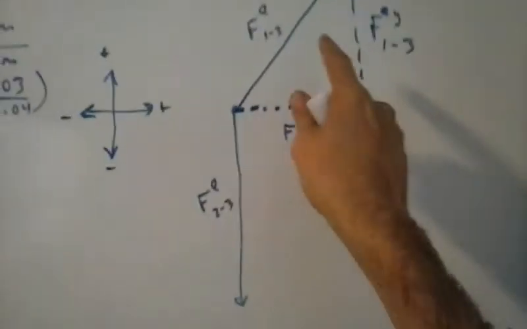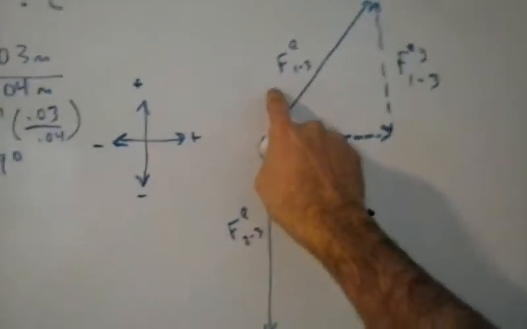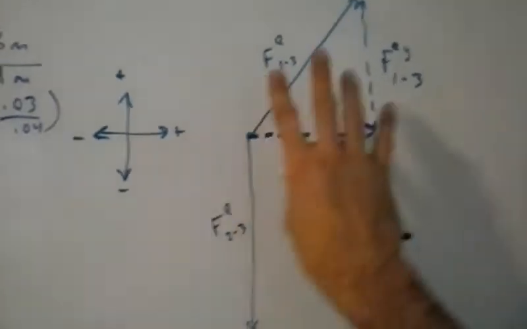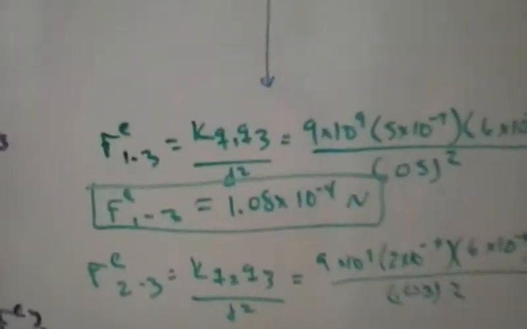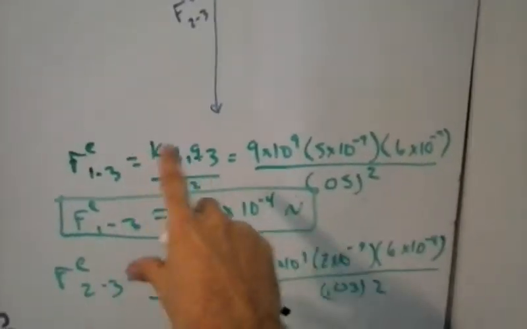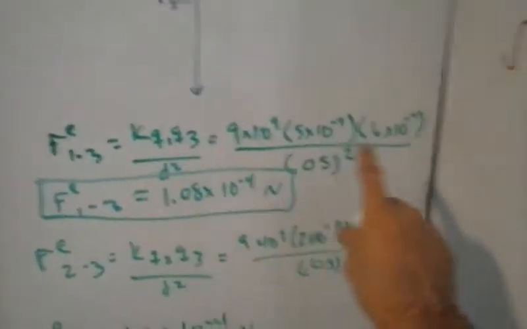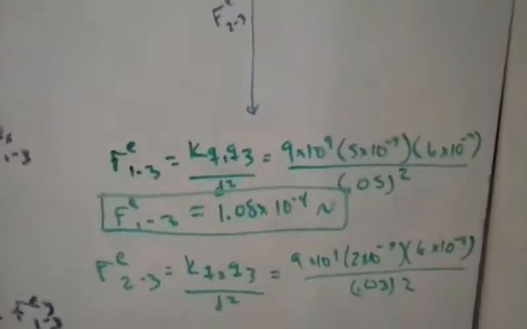On your force diagram, something that you could have done originally is, since you know these two are just strictly Coulomb's law, you can go ahead and solve for them. So I did that here. Here's F_E 1 on 3: k q1 q3 over d squared. Here's the values you plug in, and that's the answer you should get.